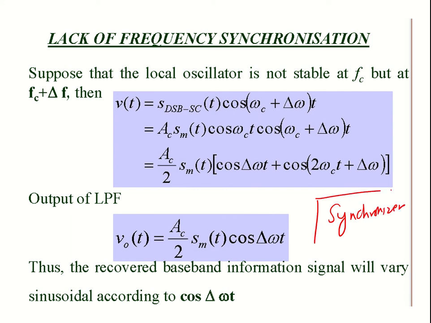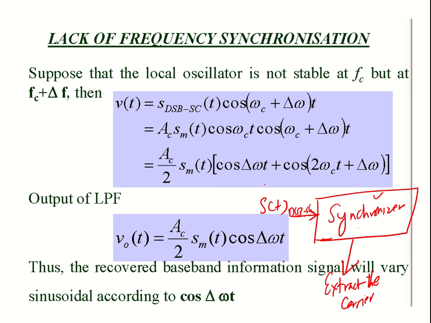Okay, what will the synchronizer do? It will take your input modulated signal, for example a double sideband suppressed carrier modulated signal, and the synchronizer will basically extract the carrier from this signal. It will extract the carrier.